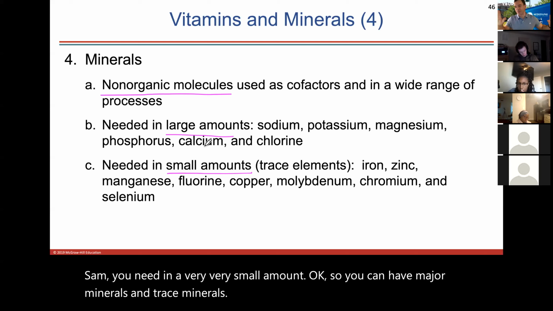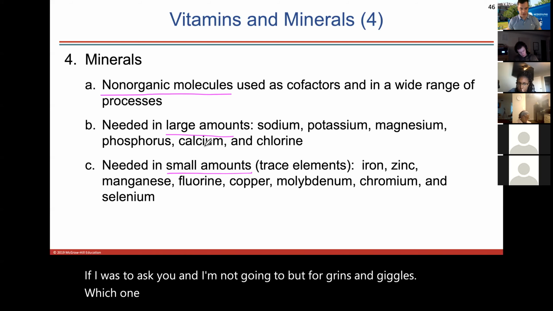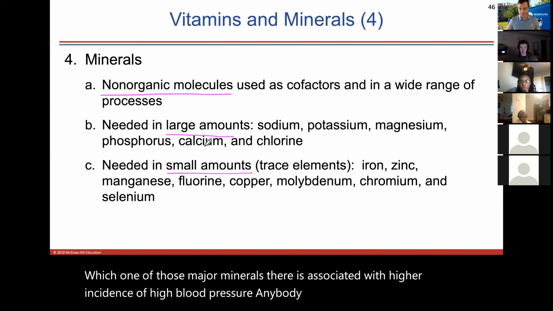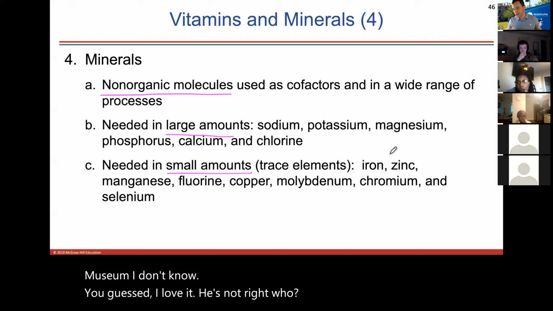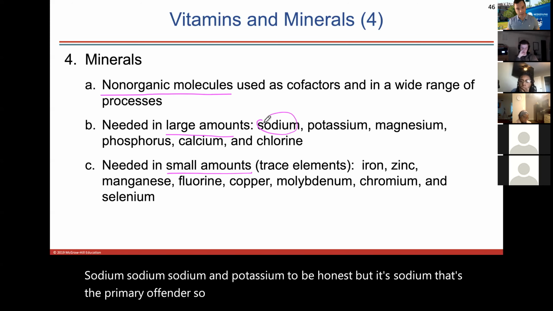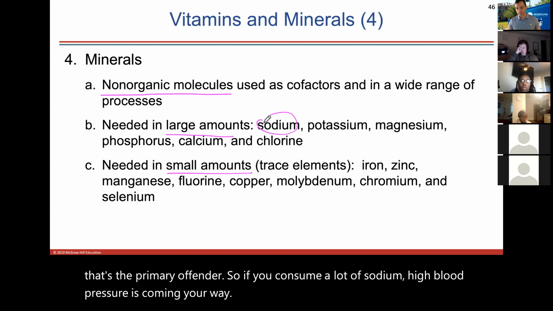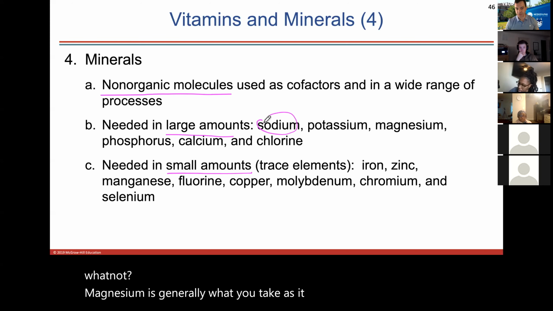If I was to ask you, and I'm not going to, but for grins and giggles, which one of those major minerals there is associated with higher incidence of high blood pressure? Anybody know? Magnesium? I don't know. You guessed. I love it. He's not right. Sodium. Sodium and potassium, to be honest, but it's sodium that's the primary offender. So if you consume a lot of sodium, high blood pressure is coming your way. Magnesium helps to relax. So if you're having trouble with muscles and whatnot, magnesium is generally what you take because it helps with relaxation of muscles.